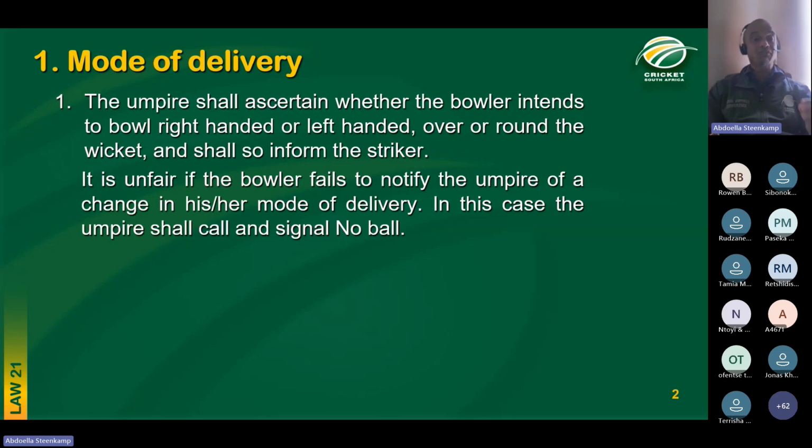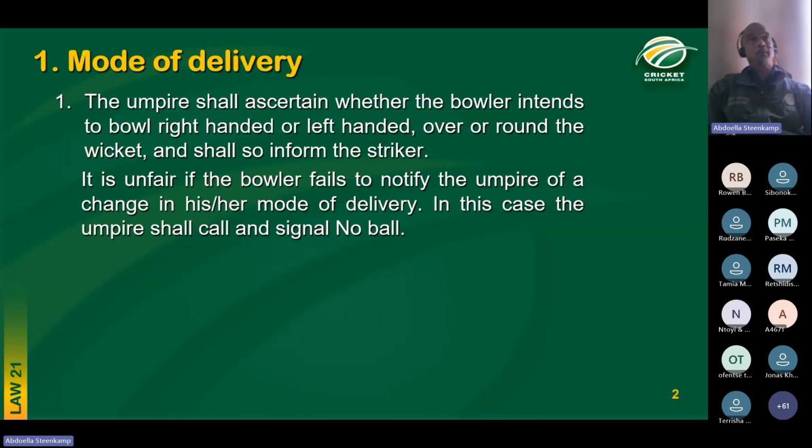So it's only unfair if the bowler fails to notify the umpire. If the bowler does notify you, let's say he's a right arm bowler bowling right arm over the wicket, you relay that to the striker. The bowler now informs the umpire, I want to bowl round the wicket. No problem, you'll say thank you. You then need to inform the striker. So it's not unfair if the bowler informs you and then you inform the striker. It's only unfair if the bowler changes mode, i.e. bowling from right to left or from over to round, without informing the umpire.